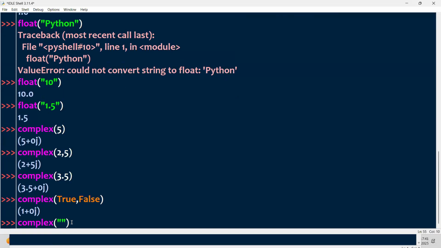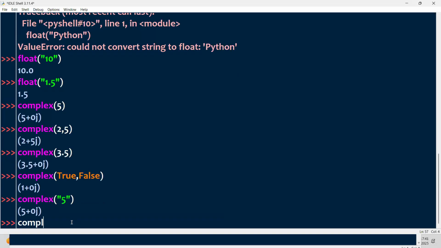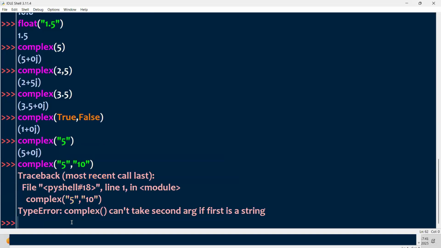Let's try with strings, not possible. Suppose if you give ABC something like that, this is not possible. Okay. Let's try with string of integers like this. This is possible. Let's try with two values here. Okay. Now this is invalid. This will not come. And it also says type error, the complex cannot take the second argument if first argument is string. Even if the first argument is string or non-string, it will not take the second argument as string. Okay. The syntax will not support.